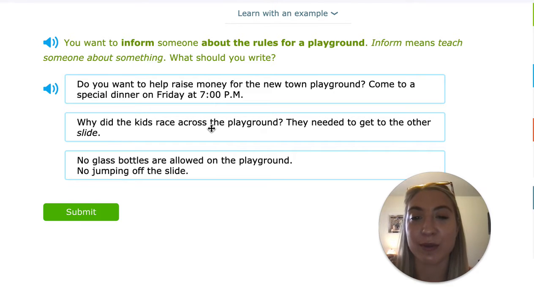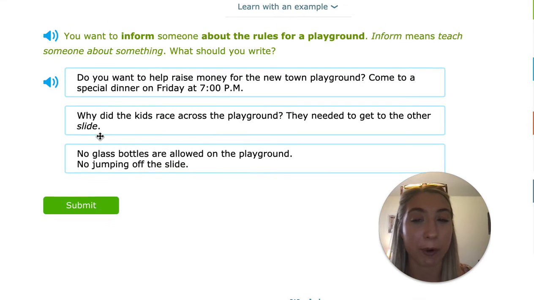Why did the kids race across the playground? They needed to get to the other slide. So that's a joke. So remember, jokes are more entertaining. It's supposed to make us laugh. That's not informing us, teaching us nonfiction facts. So that wouldn't be inform.